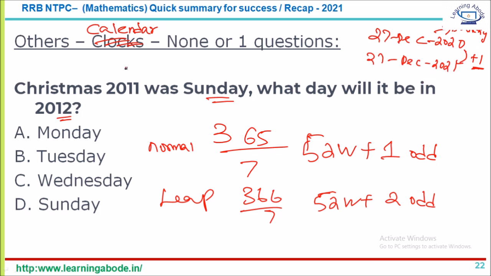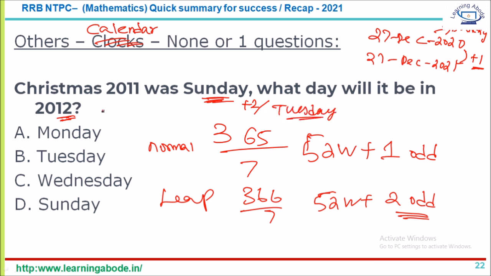Now coming to this question, Christmas 2011 was on Sunday, and what will be the day in 2012? So 25 December 2011 is Sunday. Now 2012 is a leap year. In other words, you have the 29th of February between these two dates, so you'll have 2 odd days. So the answer is Sunday plus 2. Tuesday is the answer for this question.